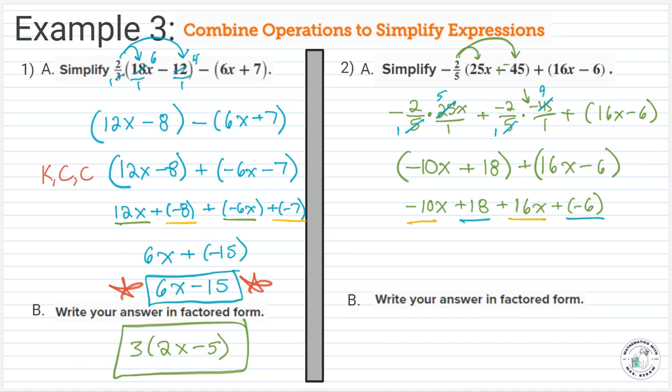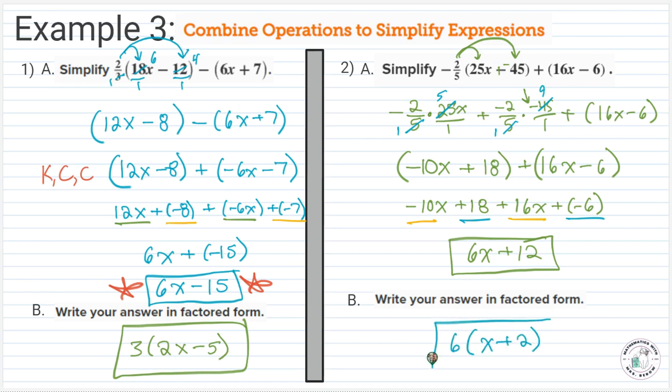So negative 10x plus 16x is going to make 6x. Plus, we'll have 18 plus negative 6, so that'll be 12. And then that's my final simplified expression there. And if we were to write this in factored form, the GCF between the 6x and the 12 is 6. And then we're left with x plus 2 on the inside of those parentheses. Again, just undoing that distributive property.